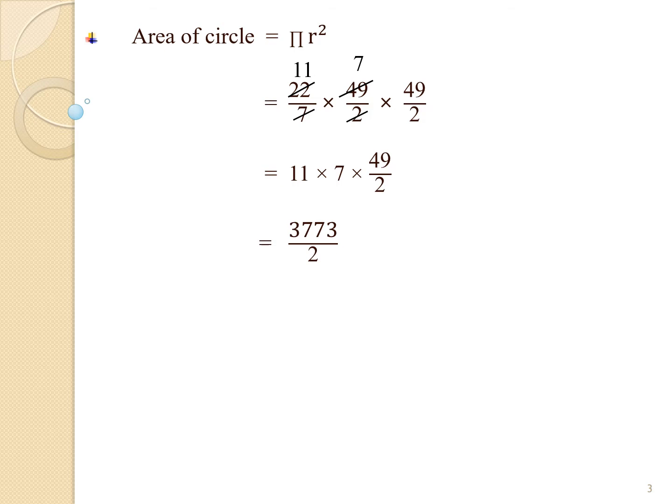Now, let us divide numerator 3773 by the denominator 2. Thus, dividing 3773 by 2, we get 1886.5. The area of circular sheet is 1886.5 square meters.